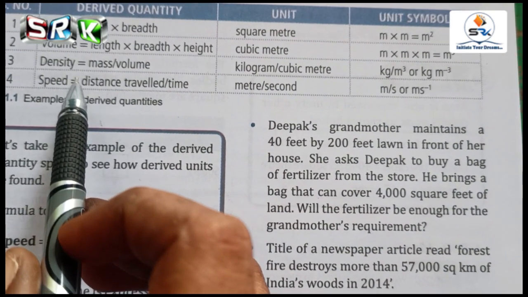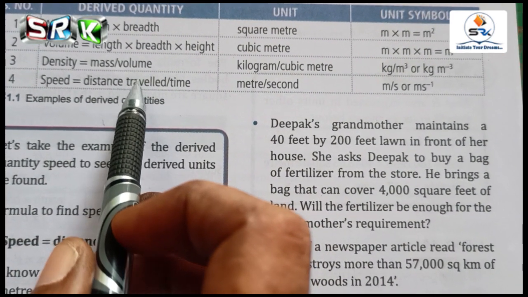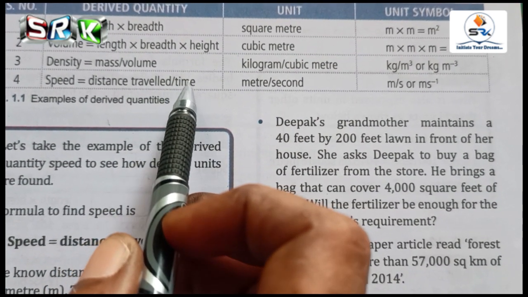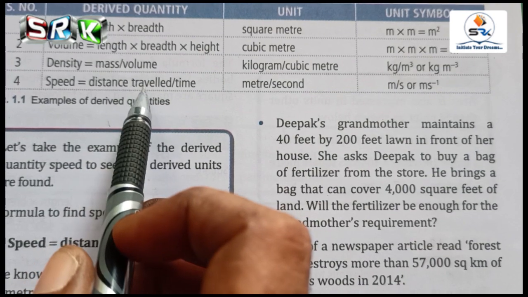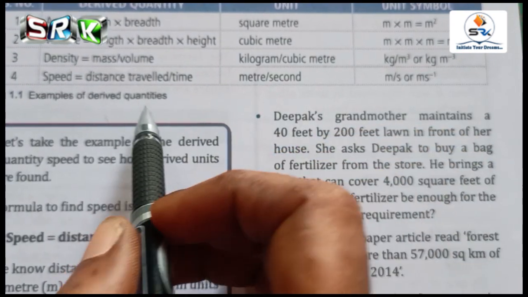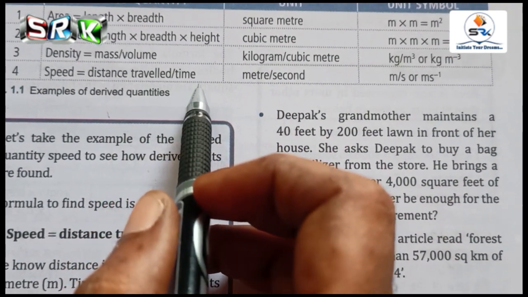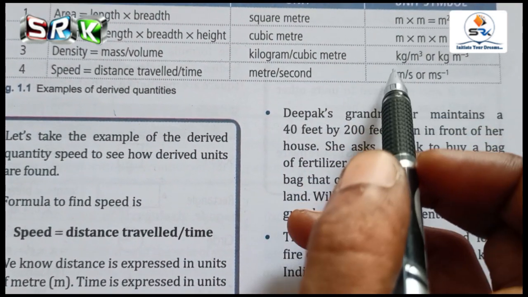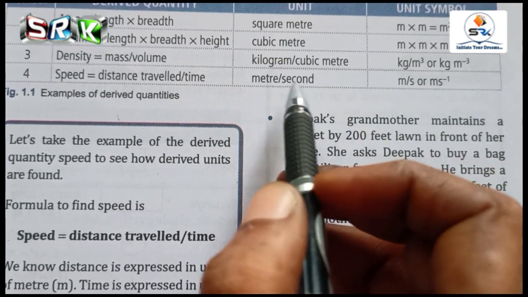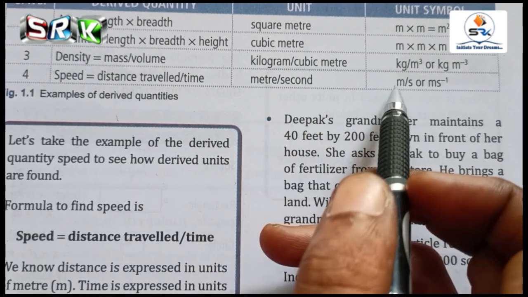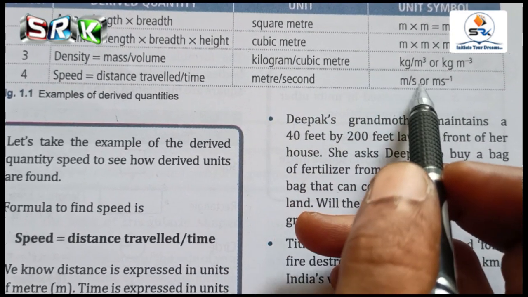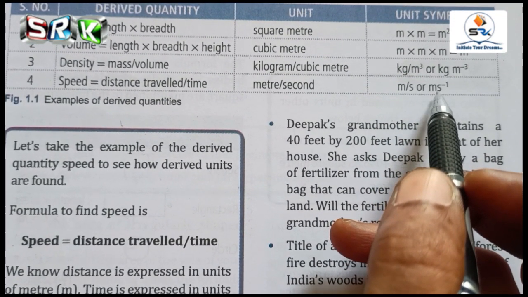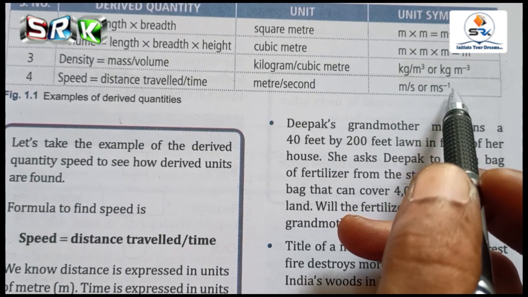The last derived quantity is speed. How will you get the answer? That is distance travelled by time taken. Distance travelled by time taken is the formula to calculate the speed of an object. The unit for distance travelled is expressed in meters. Likewise, time is expressed in seconds. So the unit symbol is meter by second. The symbol for meter is m and for second the symbol is s. So you can write this as meter second to the power of -1.